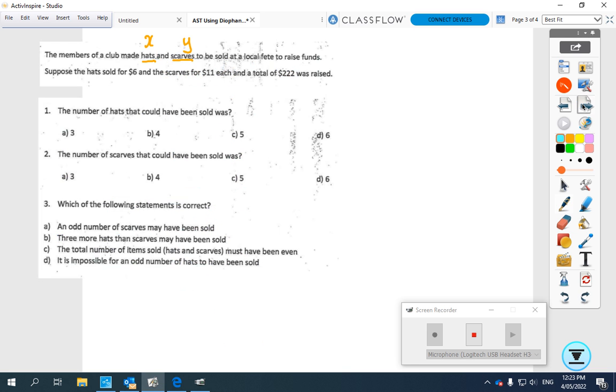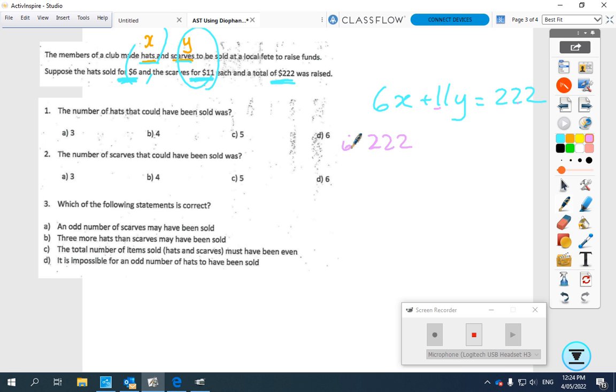Now you say to yourself, well, that's really nice, but how does it apply in actual questions? So here's an example of an actual AST. We've got hats and scarves, and hats cost $6, scarves cost $11, and we made $222. So we've got to get our first equation, and the first equation will be 6x and 11y equals 222. Okay, so there's our first equation. Now it'd be nice if 6 goes into 222 evenly, or 11 goes into 222 evenly. Don't try the 11, it doesn't work.